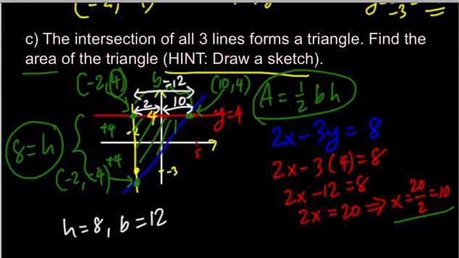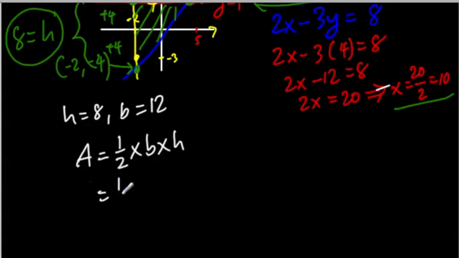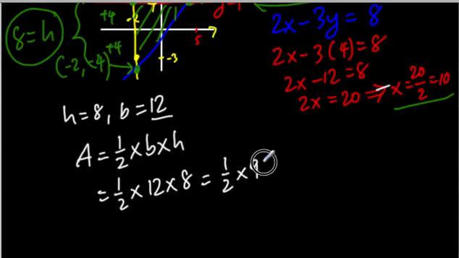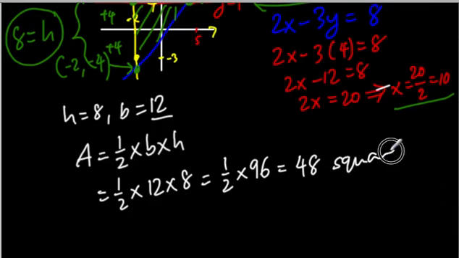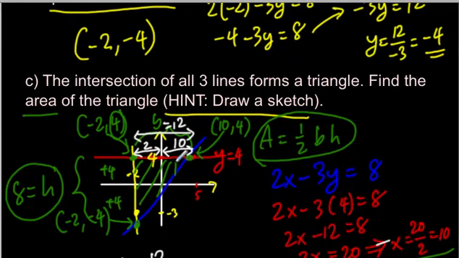So all we have to do right now is plug this into our equation for the area of a triangle, which is half times base times height. So it's half times the base is 12, and the height is 8, right? So 12 times 8 is 96, half of that is 48 square units. And the reason why we write square units is that we don't know what units these are in, right? It's not specified what units these are in.